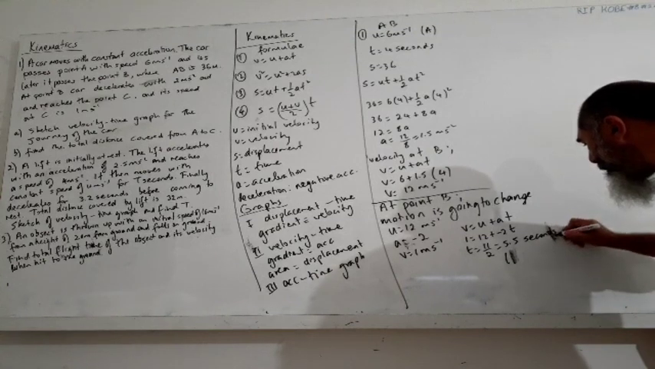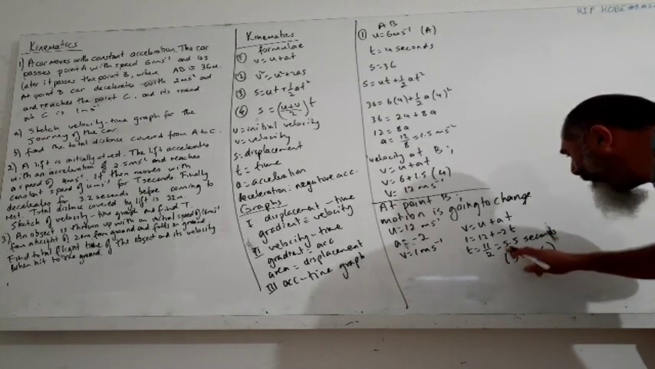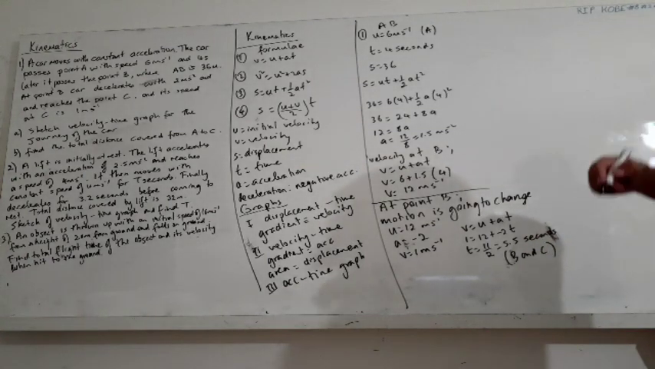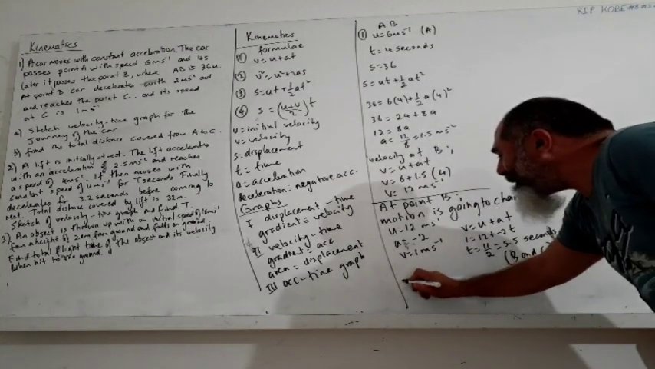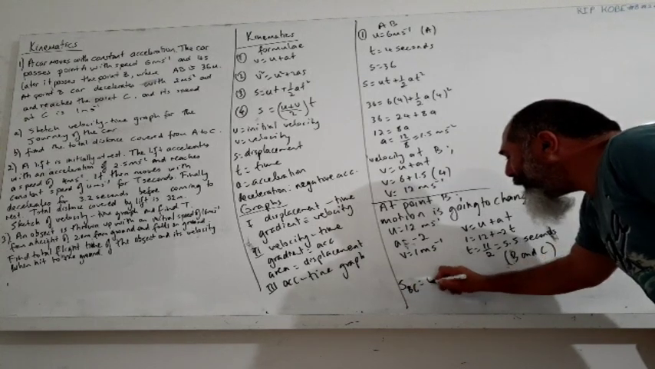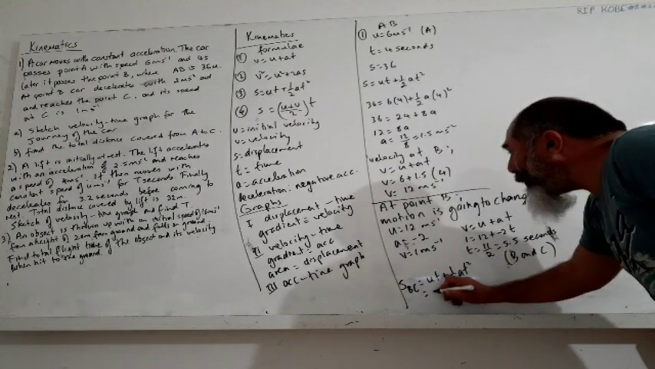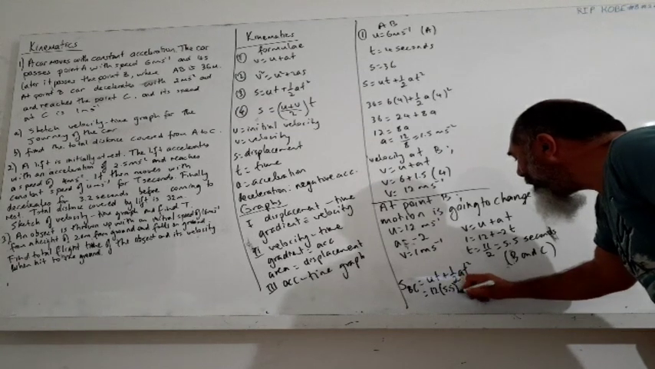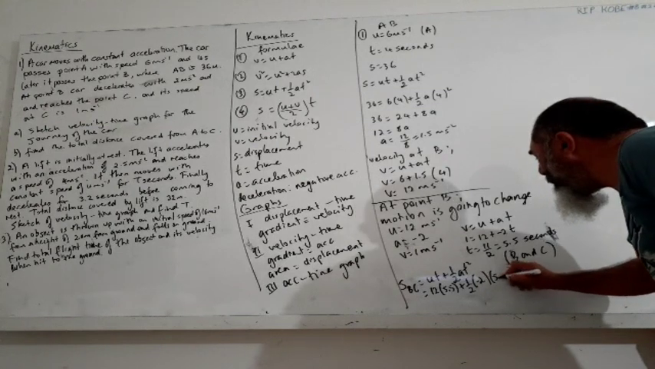This is the time elapsed between points B and C. This is the time for the car to reach from B to C. And what is the displacement between B and C? S is equal to UT plus 1 over 2 AT squared. U is 12, time is 5.5, 1 over 2 times minus 2 times 5.5 squared.